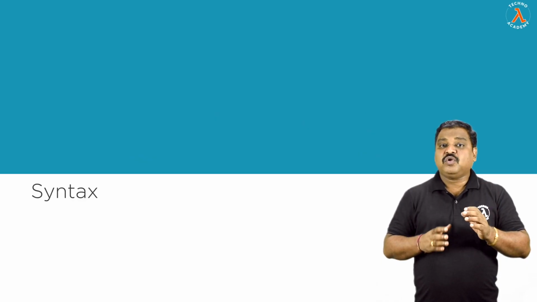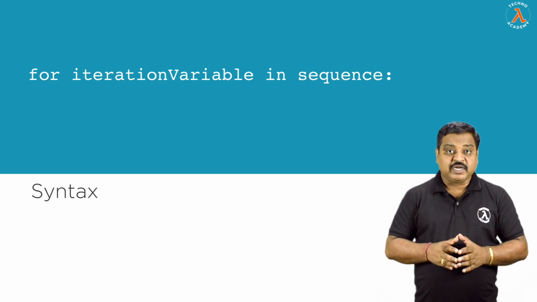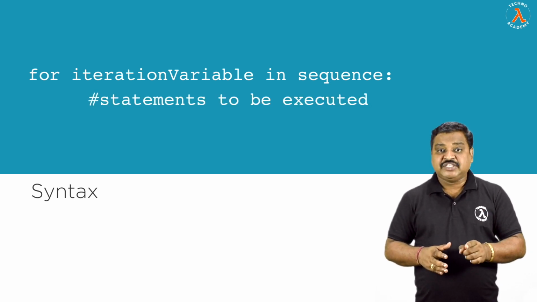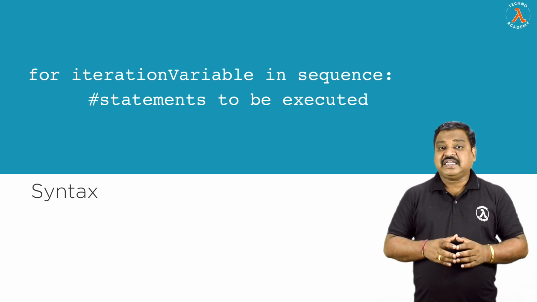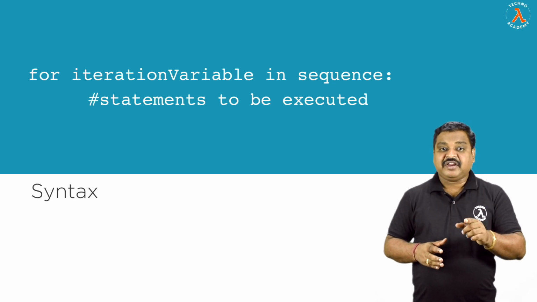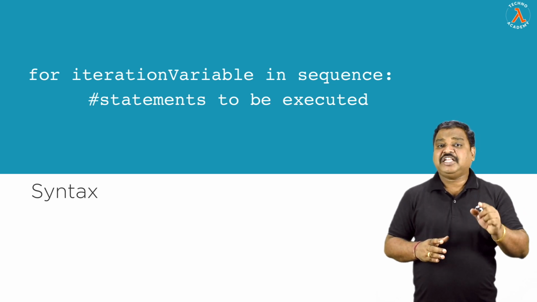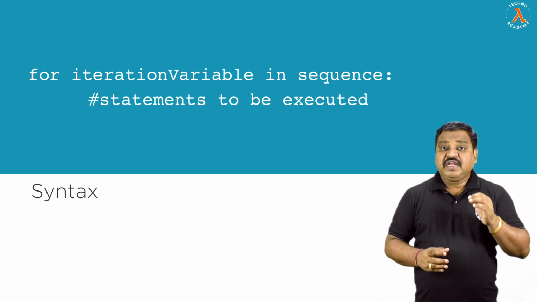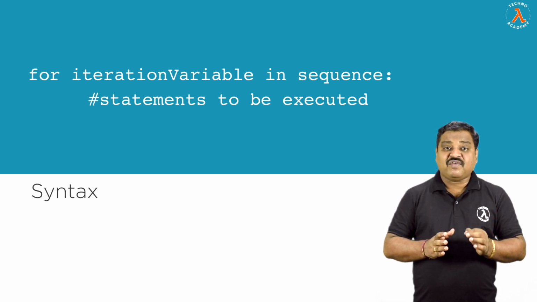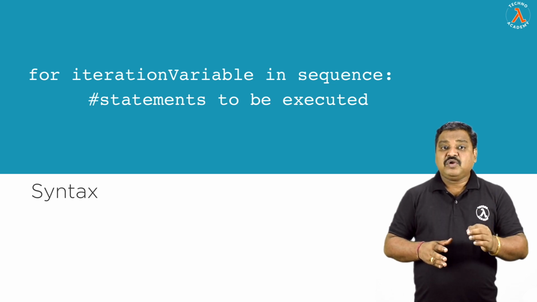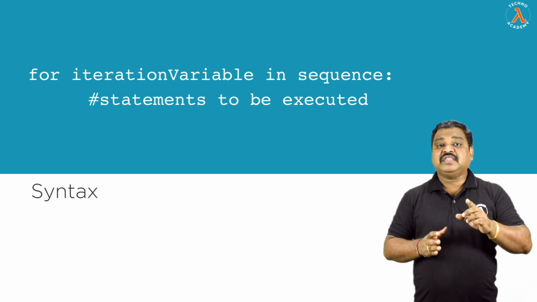The syntax of the for loop will be: for iteration variable in sequence colon, and then the statement to be executed, that is, the for loop block code. In the above syntax, the iteration variable iterates through the sequence and the value of that variable will change each time through the loop. We need to remember that the iteration variable moves through all of the values in the sequence, and the for loop block code will be executed once for each value in the sequence.